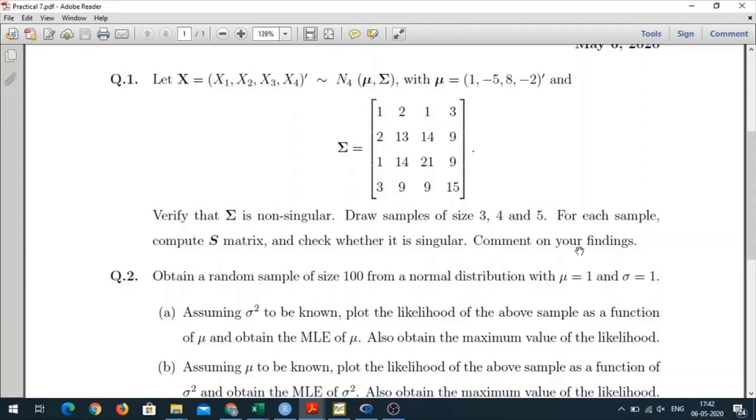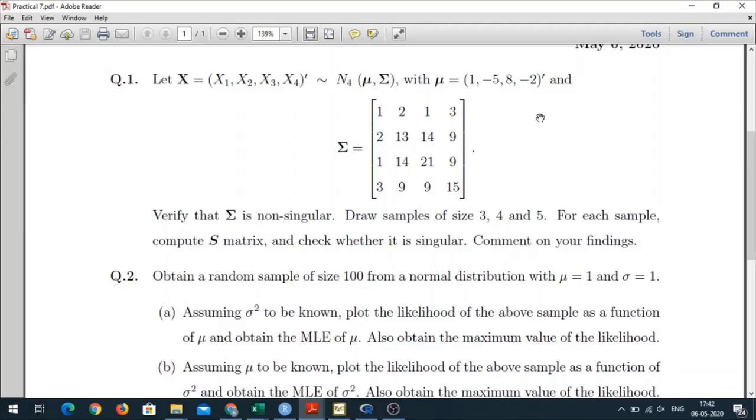Okay, so there are no new commands involved in this question, so I'm not going to do R coding because anyway it's drawing a sample from multivariate normal, which we have already done, and checking singularity will just compute the determinant, so the command det. Now, if your setup is such that your n is less than p, that is the number of observations is less than the number of variables, then you end up getting a singular sigma.